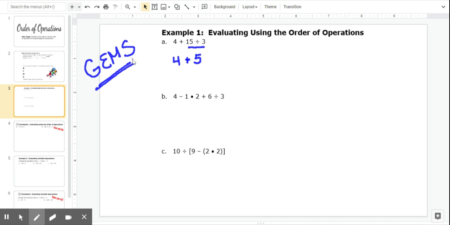The last step stands for subtract or add. Well, the only thing I have left is this addition, so I need to finish it off by doing 4 plus 5, and that just gives me 9.